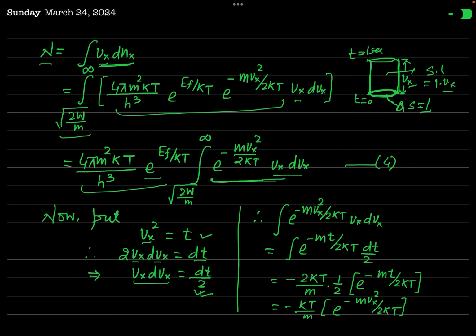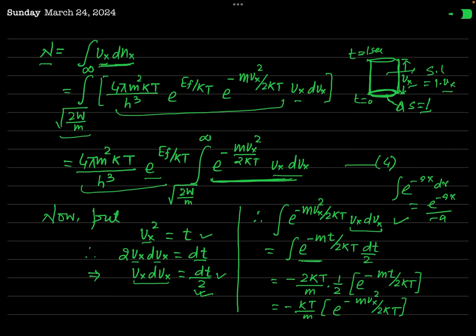Now see, our aim is to evaluate this integral. This integral can be written in this way, replacing vx square by t. So this will be the integral of e to the power minus mt over 2 kt, and vx dvx, you can see, is dt by 2. Now this is simply in the form of the integral of e to the power minus ax dx. And what is this? This is e to the power minus ax divided by minus a.